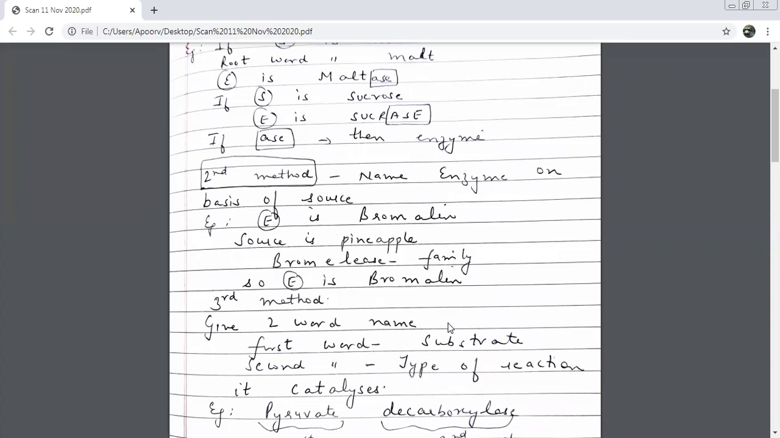And what is EC2? Transferase. Transferring a group from one substrate to the other. What is EC3?